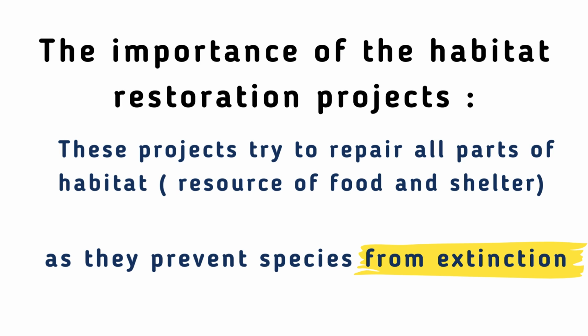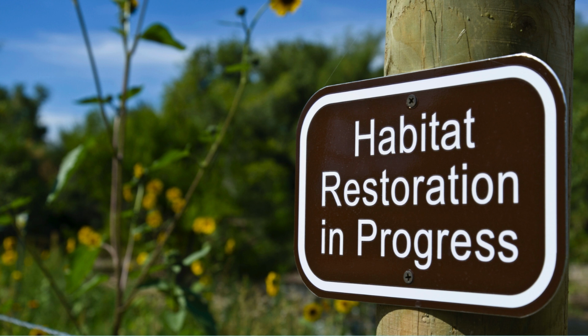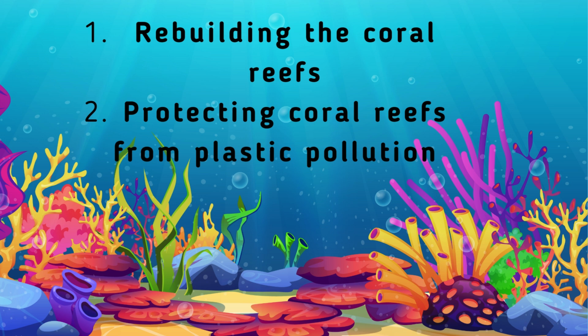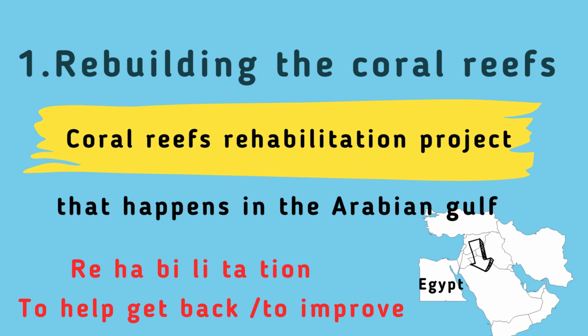Because if the habitat is damaged or negatively affected, this will cause a problem for the species, as the species may become extinct, die, and they will not be found again. So this is the importance of habitat restoration projects, that they try to repair the parts of the habitat, which is a resource for food and shelter for many organisms, so the organisms do not become extinct. Examples for these projects are rebuilding the coral reefs, and another project about protecting coral reefs from plastic pollution. So those are two projects. Rebuilding the coral reefs is a project to repair what happens to the coral reefs. This is called coral reefs rehabilitation.